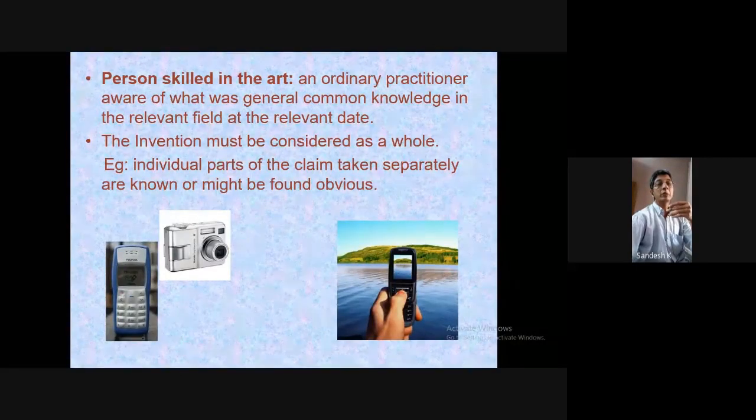So an invention must be considered as a whole. We cannot say, okay, the camera is different and the mobile is different. No, you cannot consider individual parts. Maybe an individual part you may find common, but together the whole product is considered for a patent. Okay, next one, please.